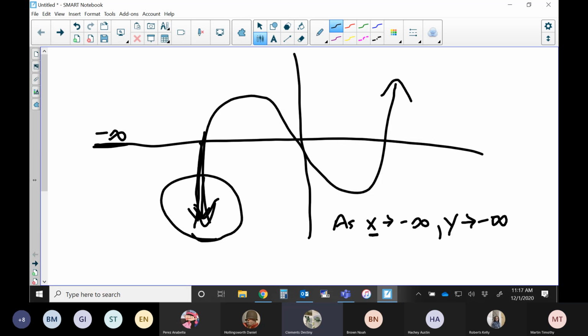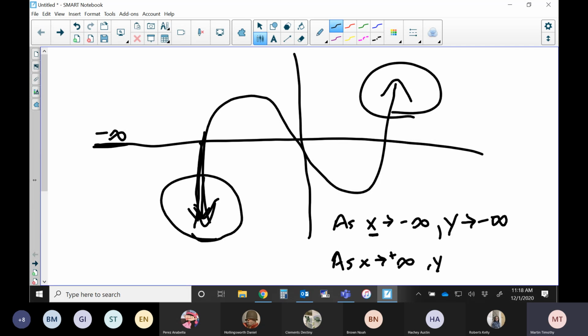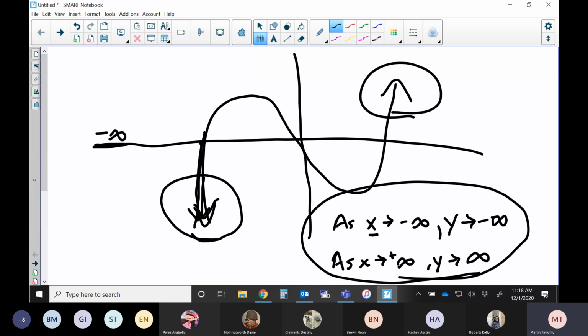Yes. Now I'm going to talk about this side of the graph. So now as x goes to what? Infinity, or positive infinity. Y is going to what? Positive infinity. Perfect. That would be your answer for this one.